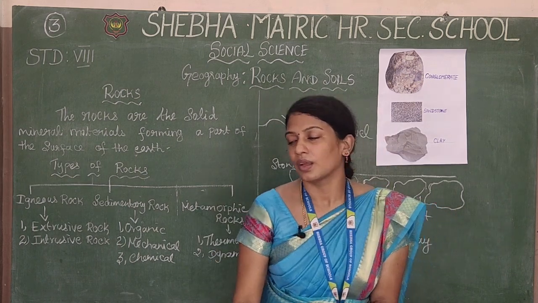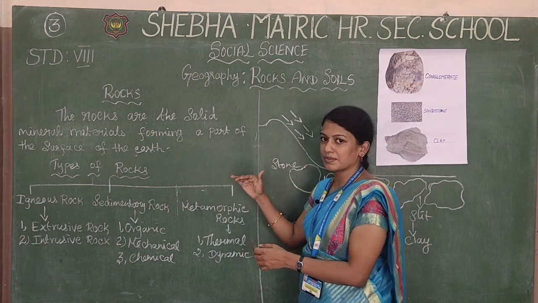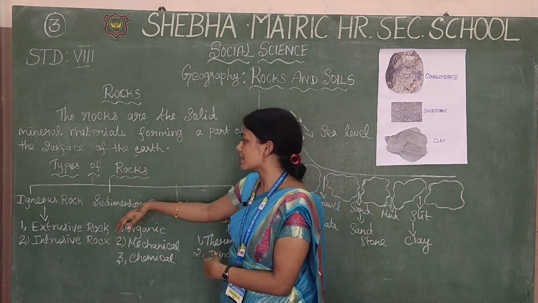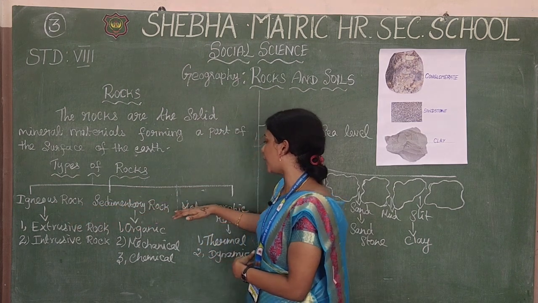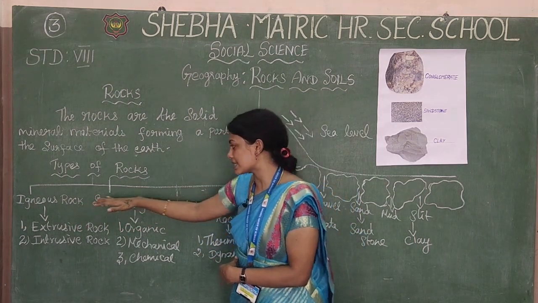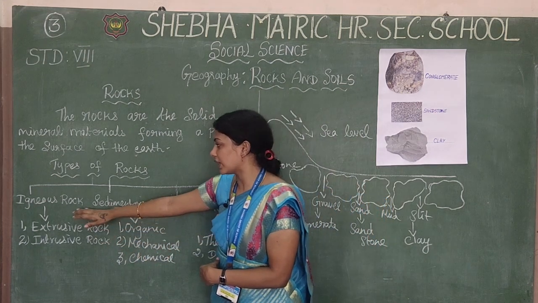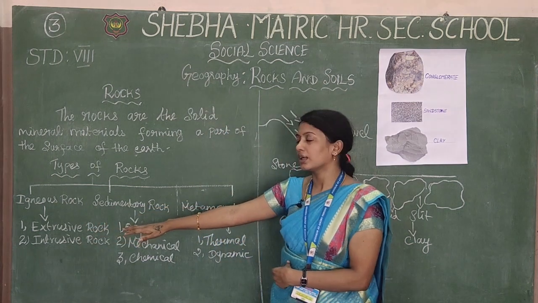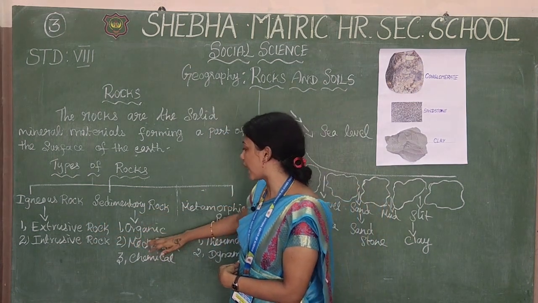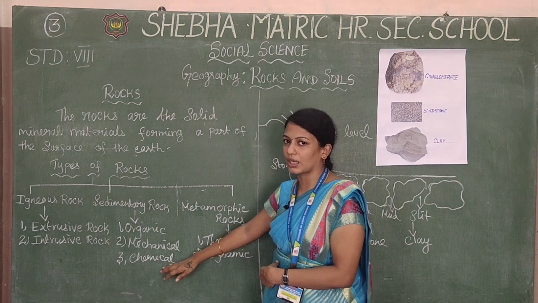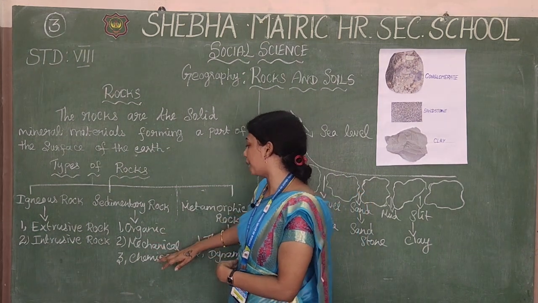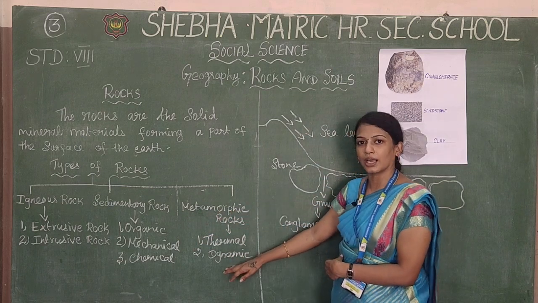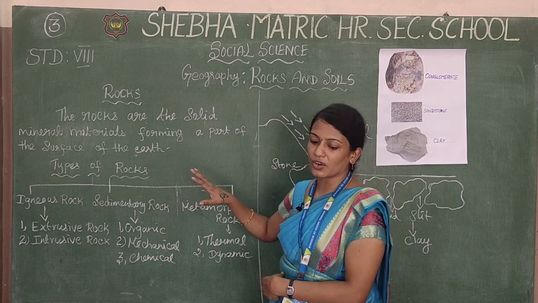Here I will explain just the types, headings only. We have three types of rocks: igneous rock, sedimentary rock and metamorphic rock. In igneous we have two types, extrusive and intrusive. In sedimentary rock we have organic, mechanical and chemical. And in metamorphic rock we have two types, thermal and dynamic. So the types of rocks are completed.